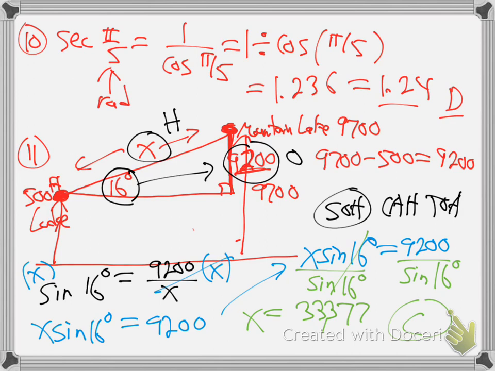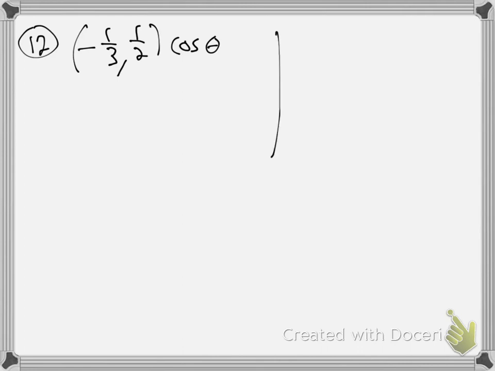So there's number 11. It's kind of challenging. Let's go to number 12. Number 12 says find the exact value of the indicated trig function. The point is minus 1/3, 1/2, find the cosine of theta. A point on the terminal side of an angle is given, find the exact value of it. Okay, so let's give it a try.